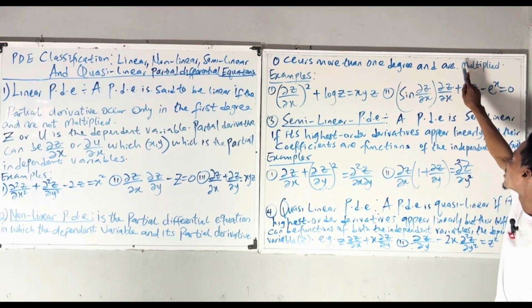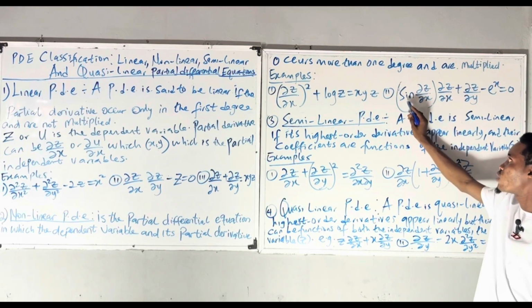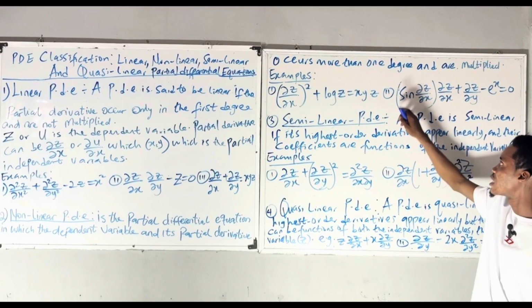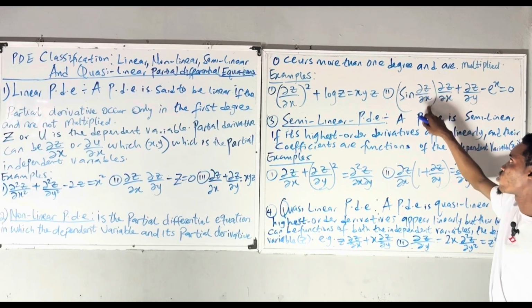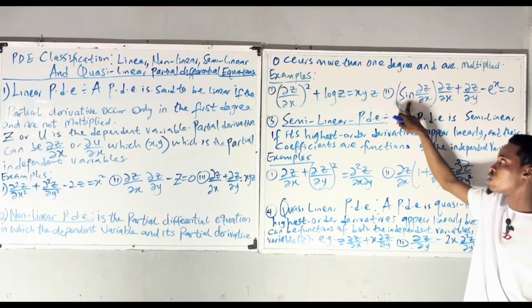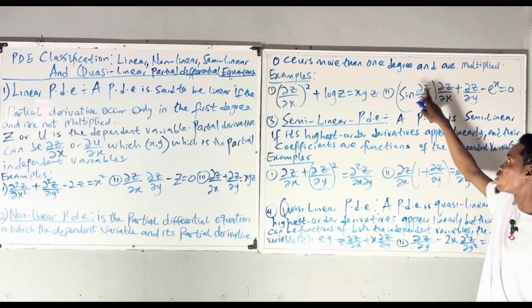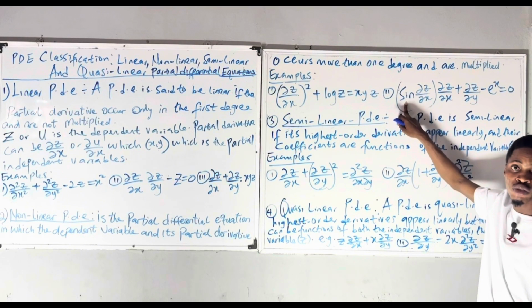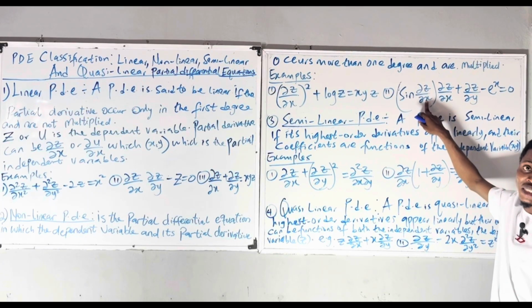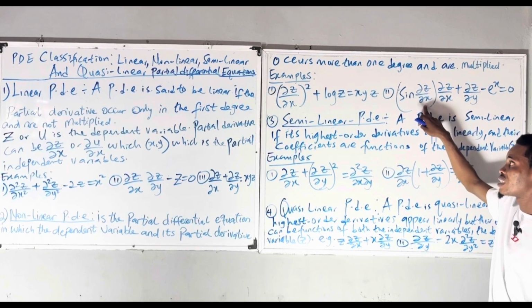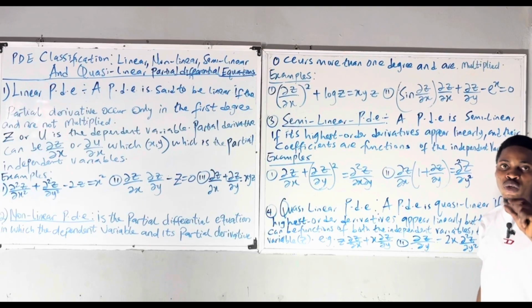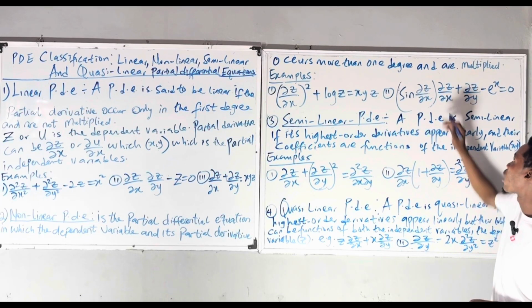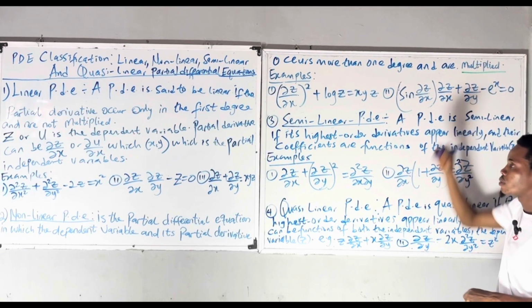Because there's a coefficient that is multiplied. What do we have? The partial derivative of z with respect to x is multiplied by sin x. You can see that the coefficient of the partial derivative of z with respect to x is sin x. You have a trigonometric function multiplying the partial derivative. That's why we say it is a non-linear PDE, according to what they are multiplied by.